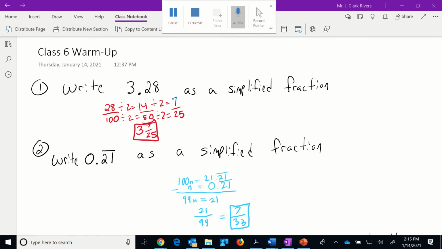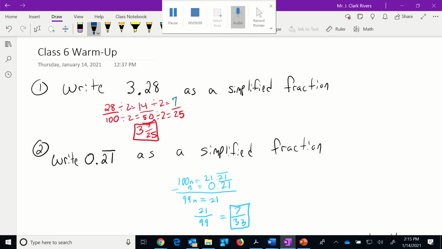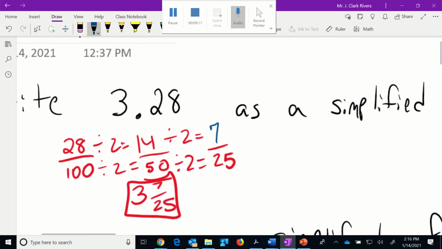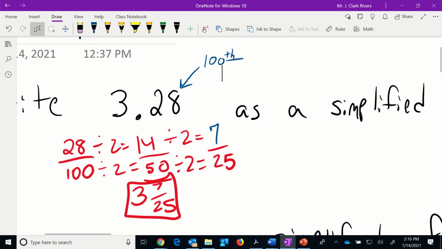Okay, let's take a look at this. We're going to write 3.28 as a simplified fraction. This is a terminating decimal. With terminating decimals, we need to look at the last digit to the right of the decimal. That last digit is the 8 right there. What place is that in? It's in the hundredths place. So what this student did was say that the 8 is in the hundredths place, so my denominator here is going to be 100.